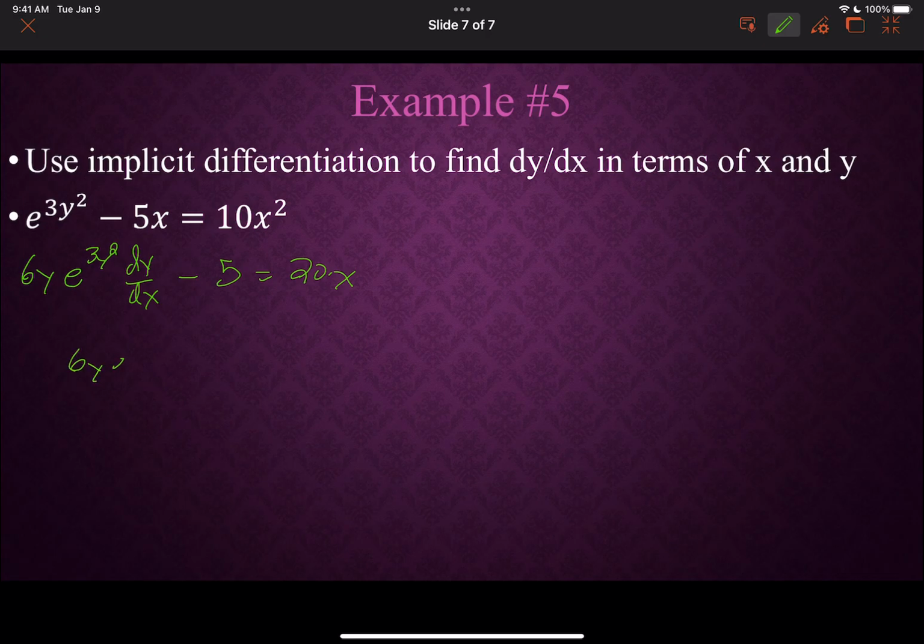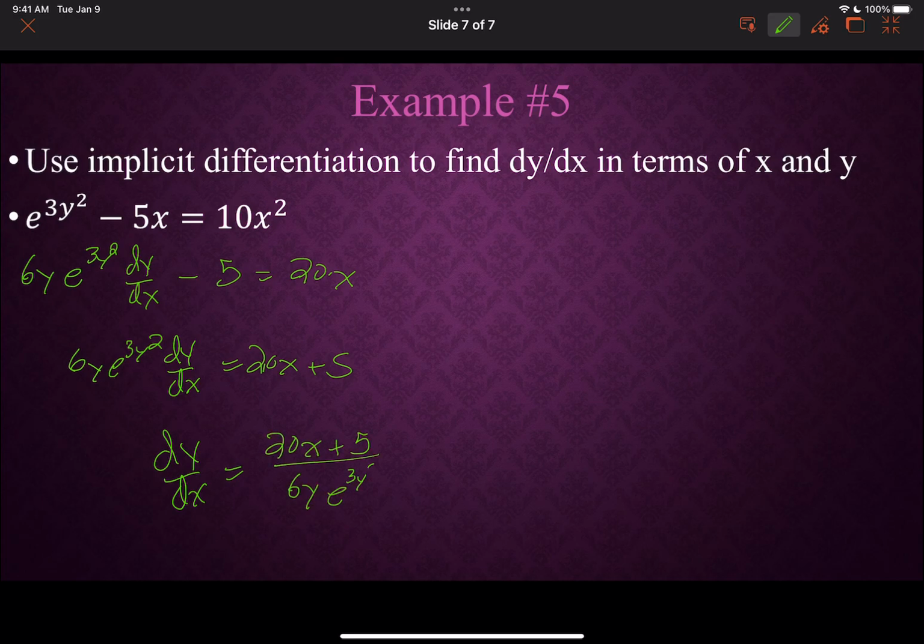So we go ahead and add over our 5, and then we divide over everything that's not dy dx, so the 6y e to the 3y squared. So we get dy dx to be 20x plus 5 over 6y e to the 3y squared. And that's our dy dx value. So the implicit can still occur and will still occur with these exponential functions, so make sure you're on the lookout for that kind of stuff.